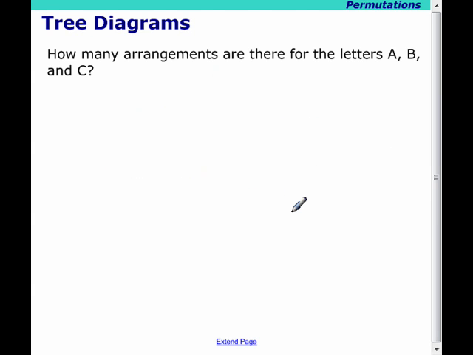Another way that I could look at permutations is using tree diagrams. So here I'm asking how many arrangements are there for letters A, B, and C. So I could go A, B, C, or maybe I could go A, C, B, or I could go, okay, I'm getting confused. And you can see how you might not be able to remember exactly where you were. You've got to use some kind of pattern. Tree diagrams are helpful for that.